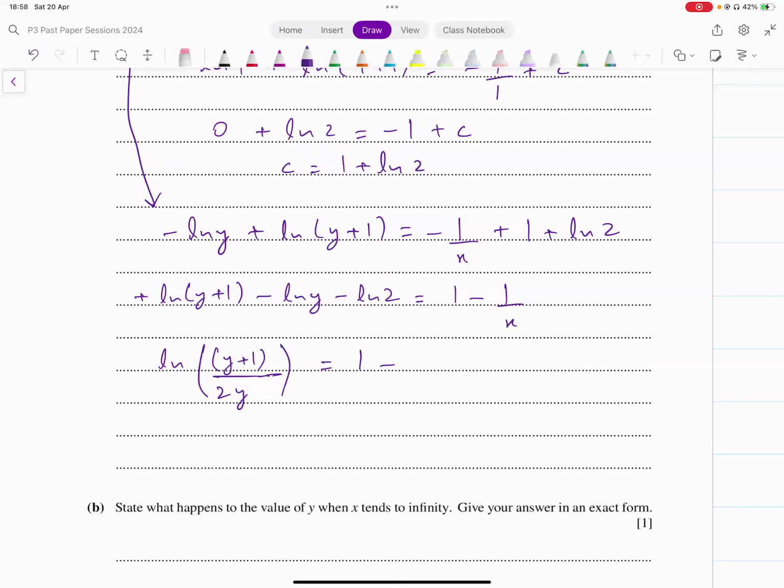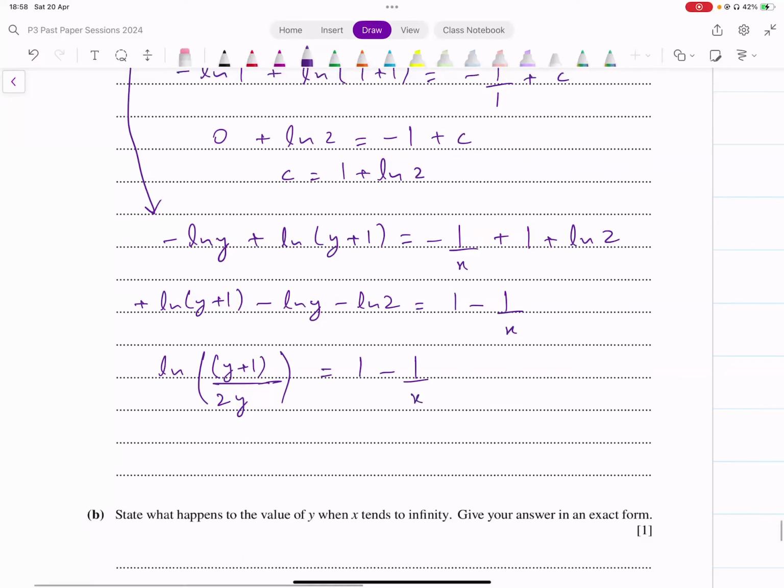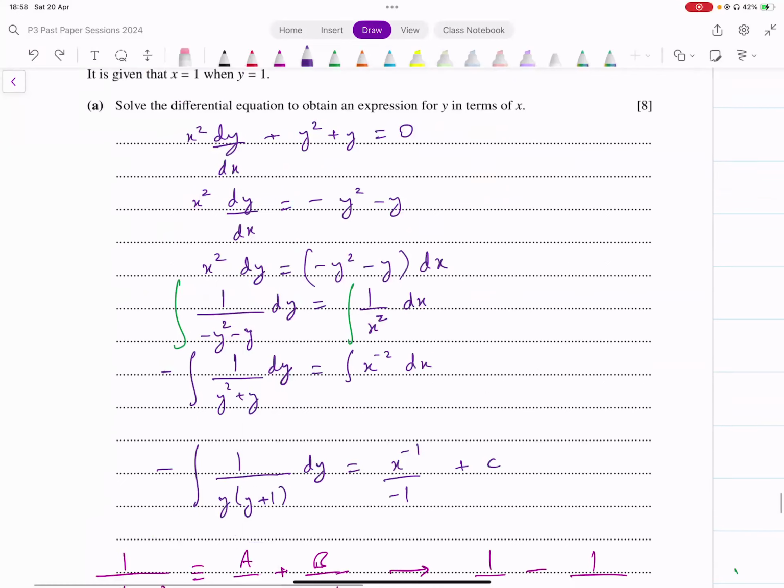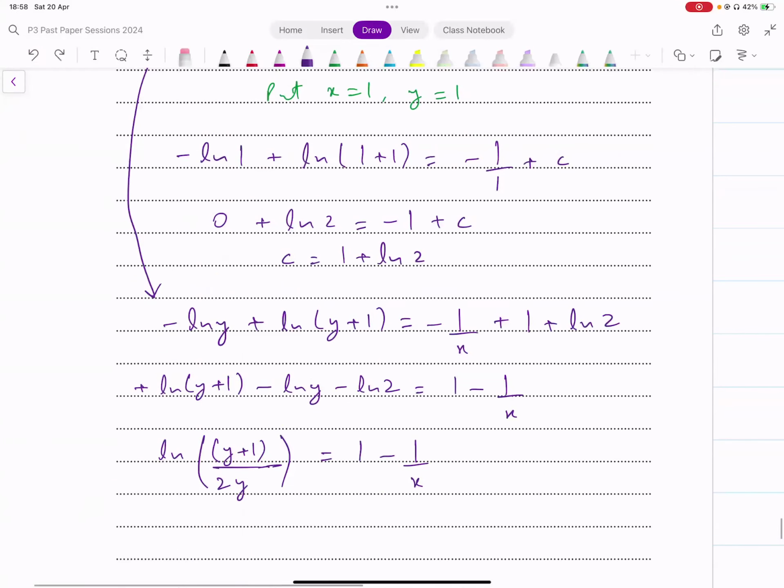And now, how do we obtain c? By inputting the values here. These were the values of x and y: x equals 1 and y equals 1. We just input those values there, and that gave us the value of c.